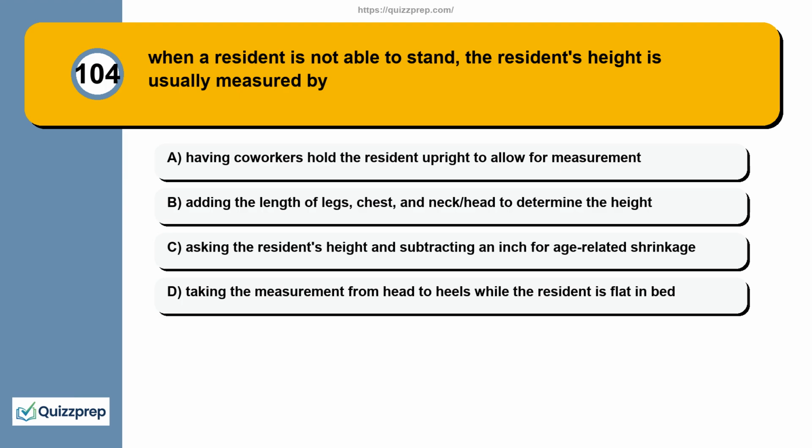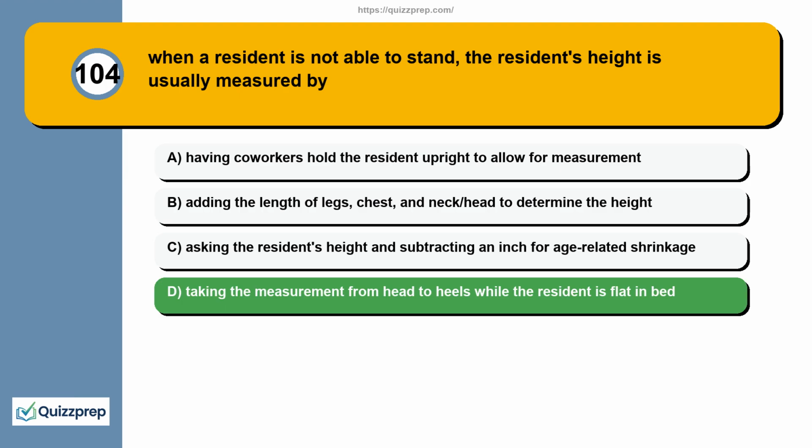Question 104. When a resident is not able to stand, the resident's height is usually measured by: Option A, having coworkers hold the resident upright to allow for measurement. Option B, adding the length of legs, chest, and neck/head to determine the height. Option C, asking the resident's height and subtracting an inch for age-related shrinkage. Option D, taking the measurement from head to heels while the resident is flat in bed. The correct answer is option D, taking the measurement from head to heels while the resident is flat in bed.